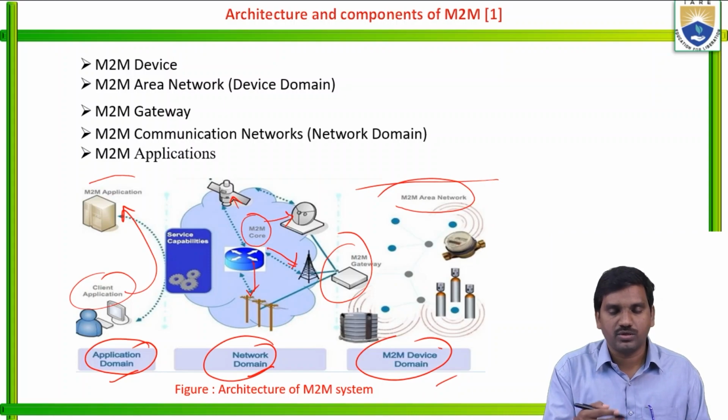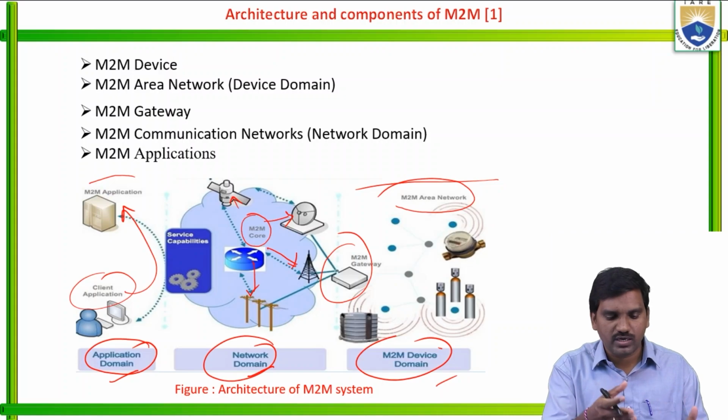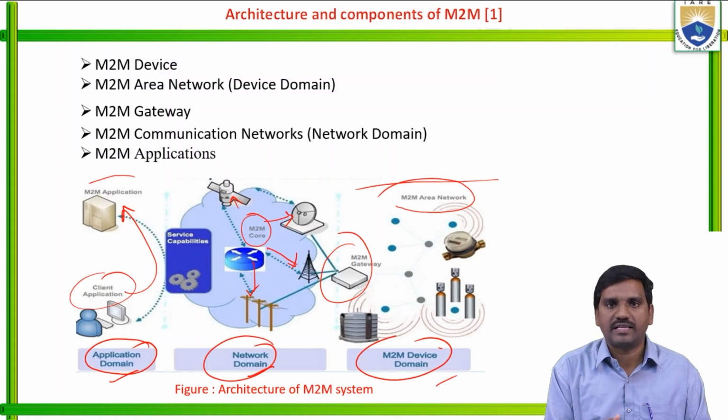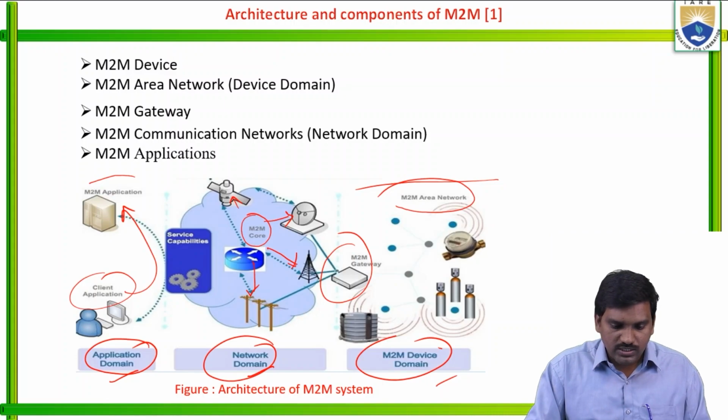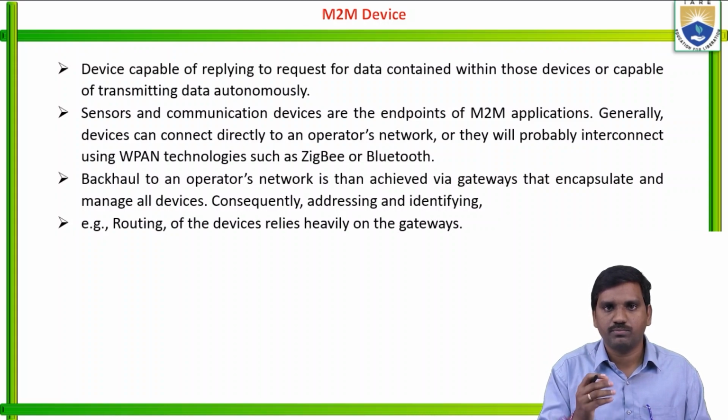Some components: M2M device, M2M area network. So the architecture consists of components. What are the components? Device, network areas, gateways, communication networks, and applications. Okay. So next, some explanation points of architecture and components of machine to machine.